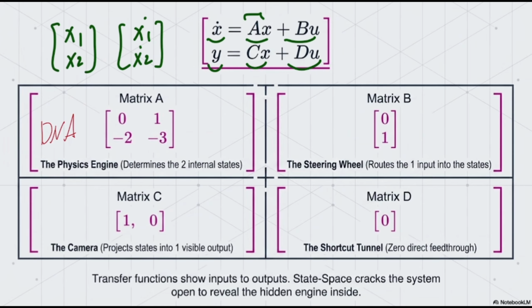So at this point, we need some kind of matrix, right? We need the matrix to show that. So we are going to use A, B, C, and D. A is going to be the DNA of your system, your physics engine. And at this point, we have two internal states, so that completely makes sense. B is going to be the steering wheel. It means that I would like to know, as you guys know, u is my input, what would happen if I change my input? What would happen to my output? y, as you know, is just the output itself, and C is going to be the camera.